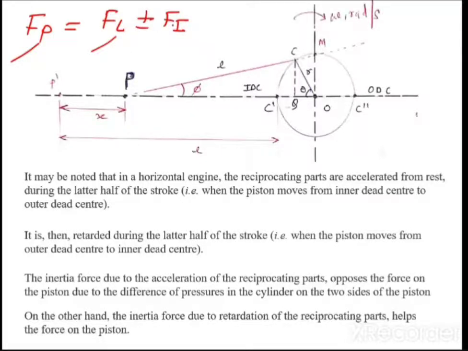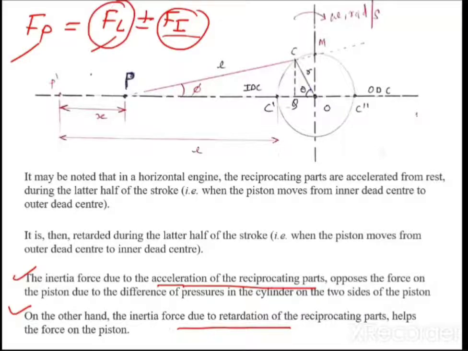आता मला सांगा या FL मध्ये प्लस FI कधी होईल आणि मायनस FI कधी होईल? That is what I am explaining over here. Means what? Your FL will become plus FI during the retardation phase, and your FL will become minus FI during the acceleration phase. म्हणजेच काय, acceleration phase ला when the reciprocating masses are accelerating, this FI means what, inertia force will oppose this FL. Clear? And during the retardation phase, this FI will help this FL. Means what, it will become plus.